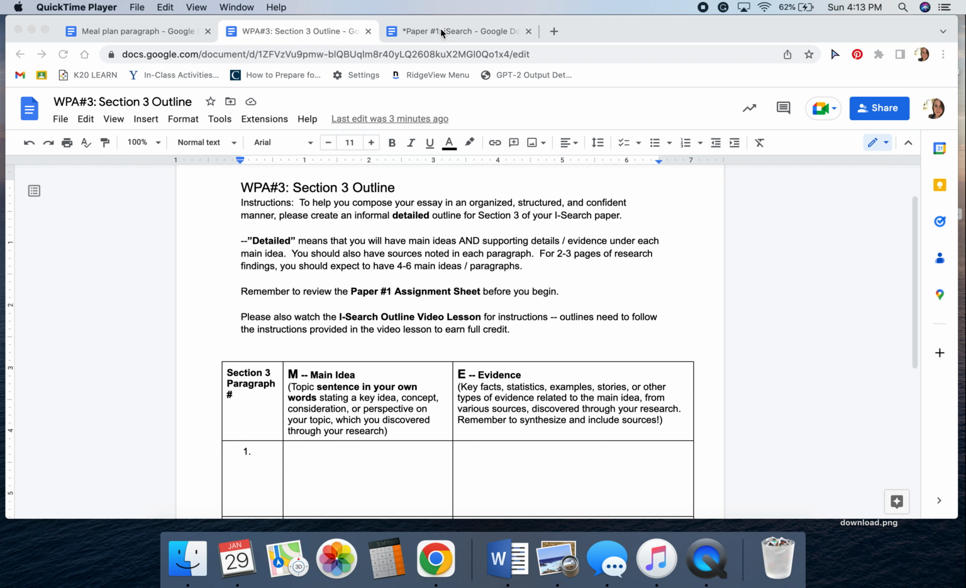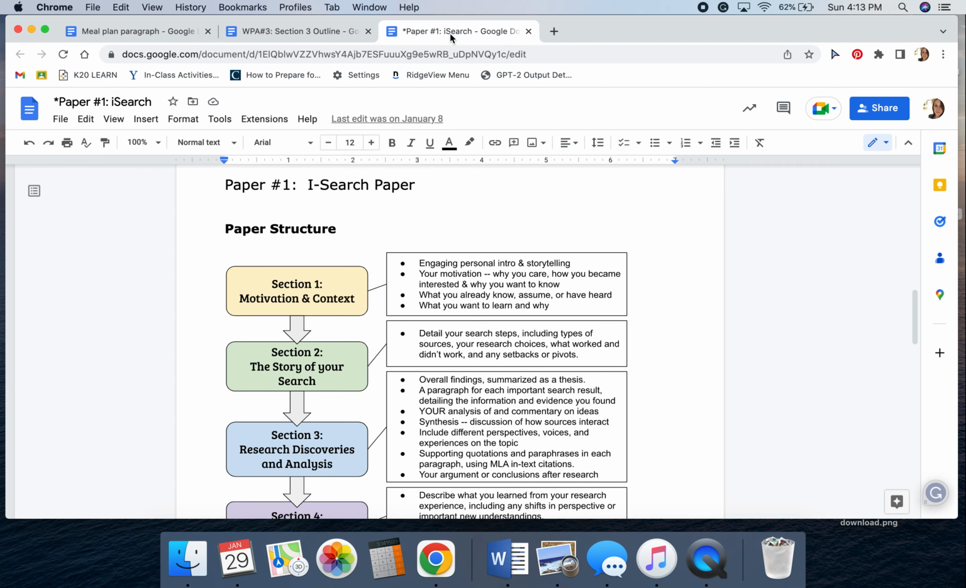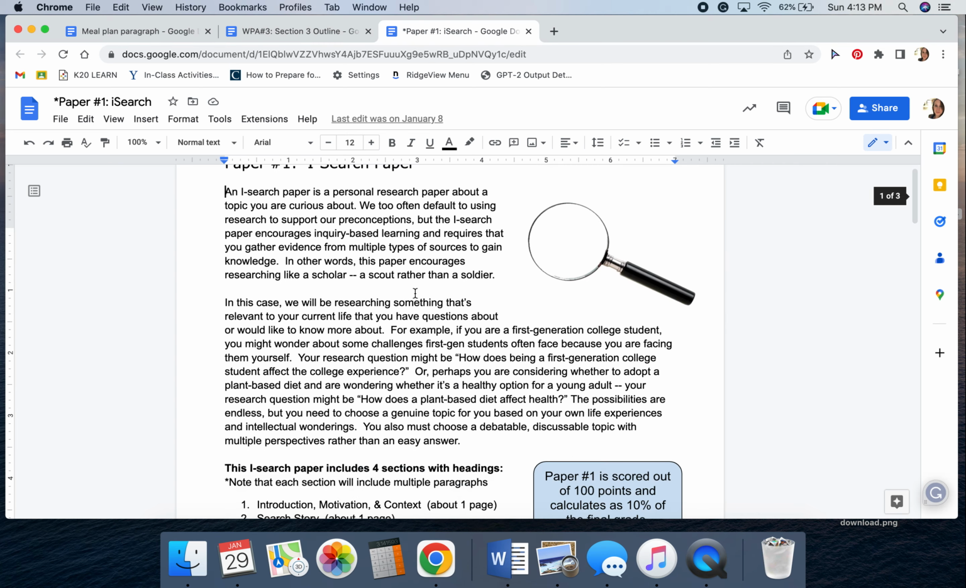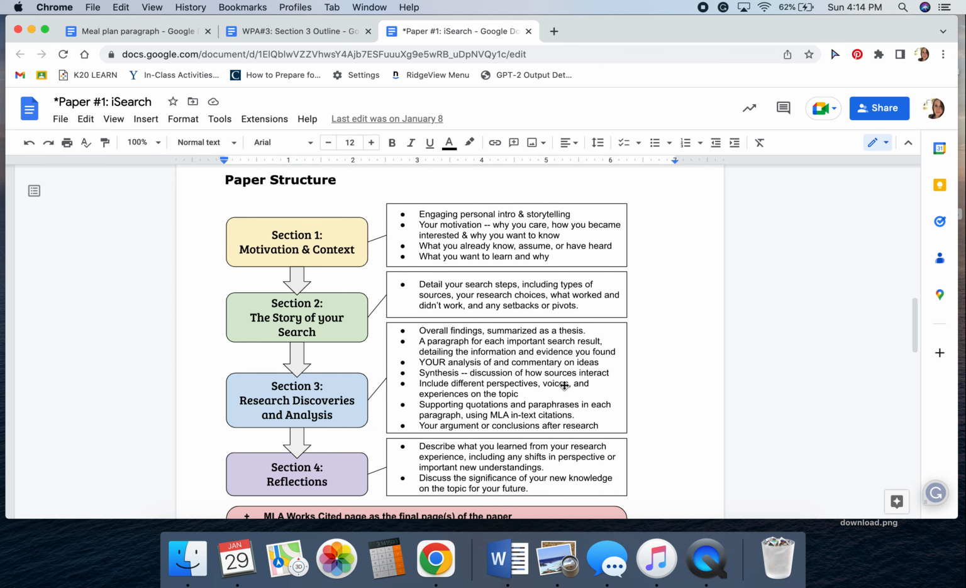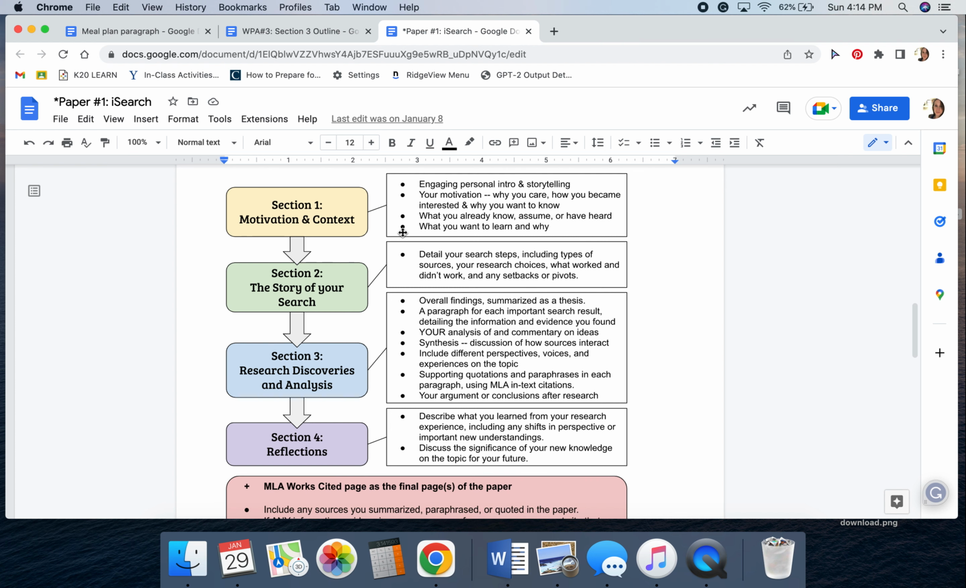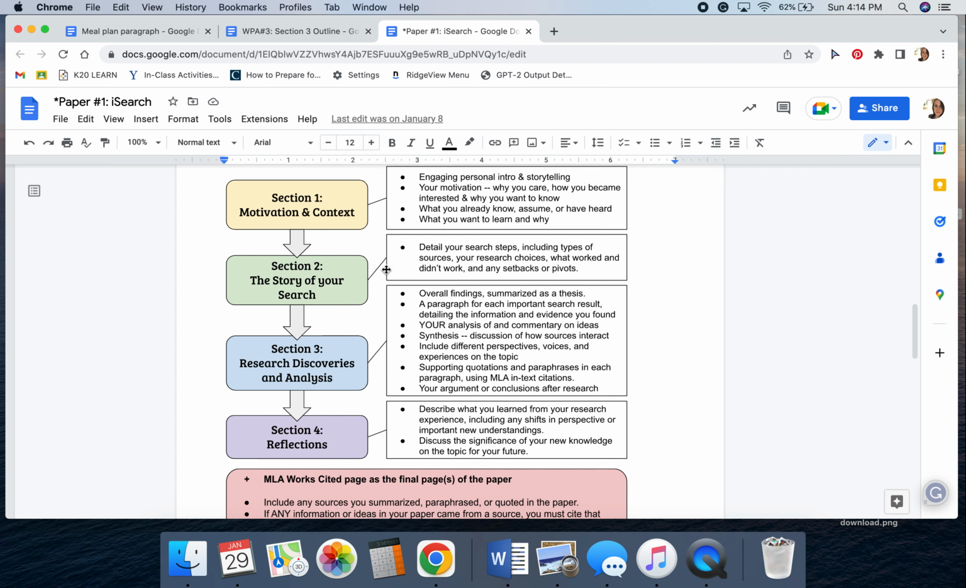So the first thing you need to know is, first of all, remember to go back to the assignment sheet for the paper and take a look at the paper structure to remind yourself of what each section should do. So hopefully you've already drafted section 1 and are working on drafting, or have already drafted section 2 where you detail your search steps. Of course, you'll use paragraphs throughout these. You'll have probably a couple or a few paragraphs in section 2.